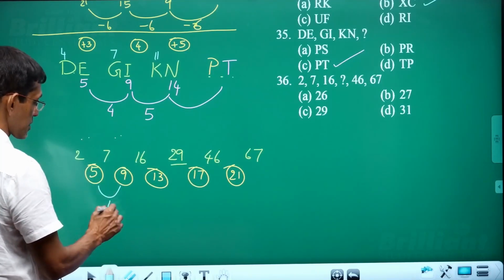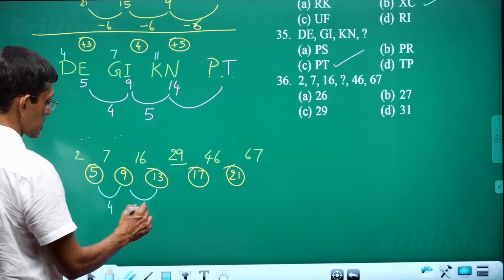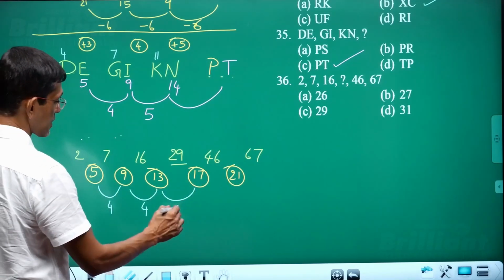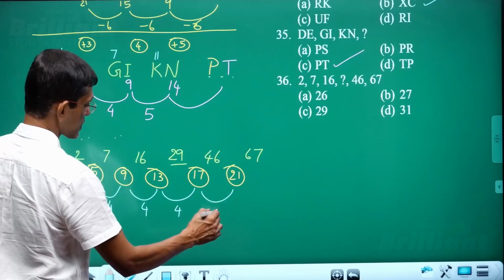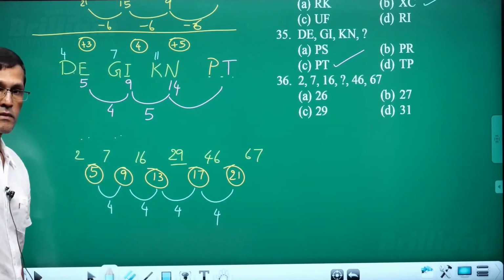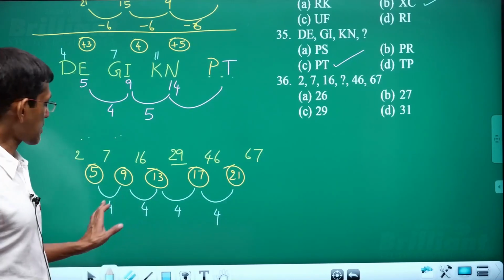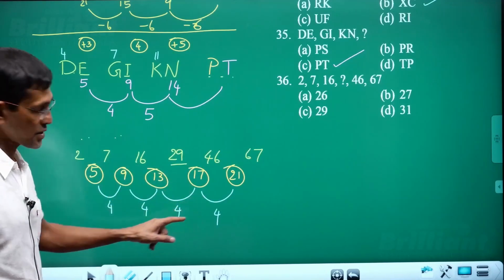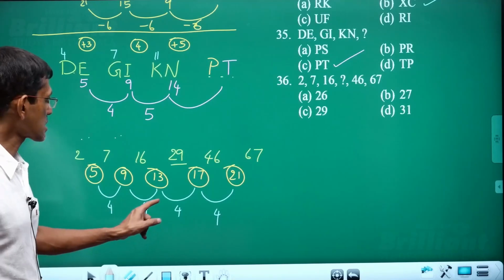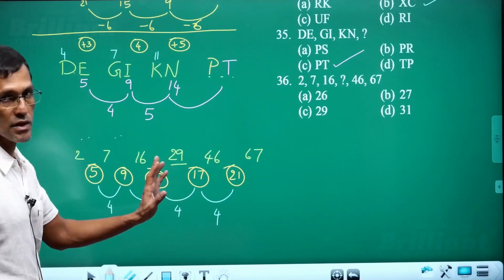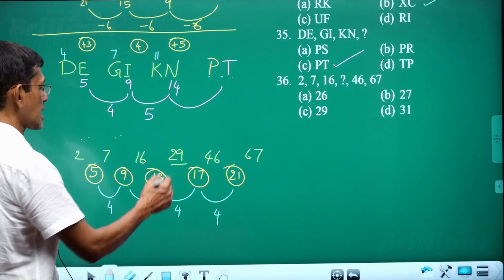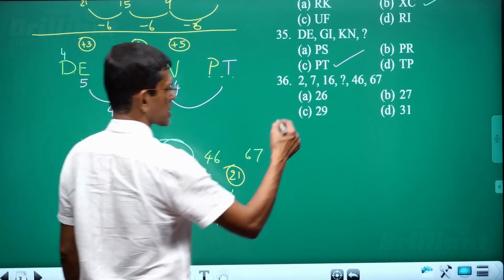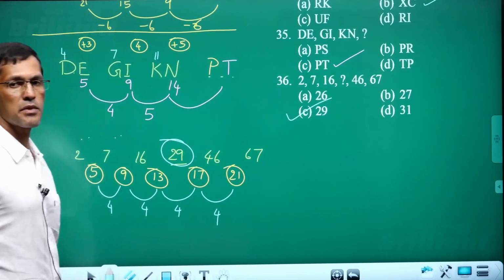5 plus 4 is 9. 9 plus 4 is 13. 13 plus 4 is 17. 17 plus 4 is 21. So we got a clear pattern. We took the differences, then we took the differences of differences. That difference of differences is a constant, 4, 4, 4. Perfectly all right. So our final answer is what? 29. The missing number is 29.